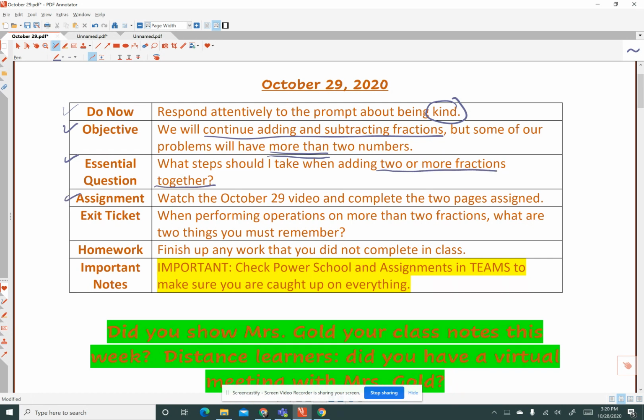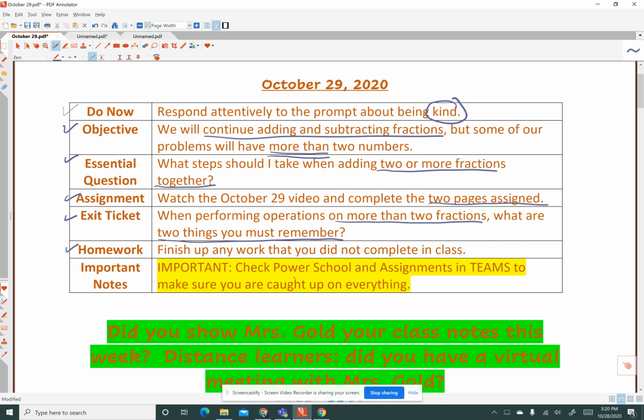And our assignment will be to watch the October 29th video, and we have 2 pages of problems today assigned. And these are interesting problems. They're called self-checking, and I'll show you how that works. Our exit ticket asks, when performing operations on more than two fractions, what are two things you must remember? And for homework, just finish up anything you haven't completed in class.